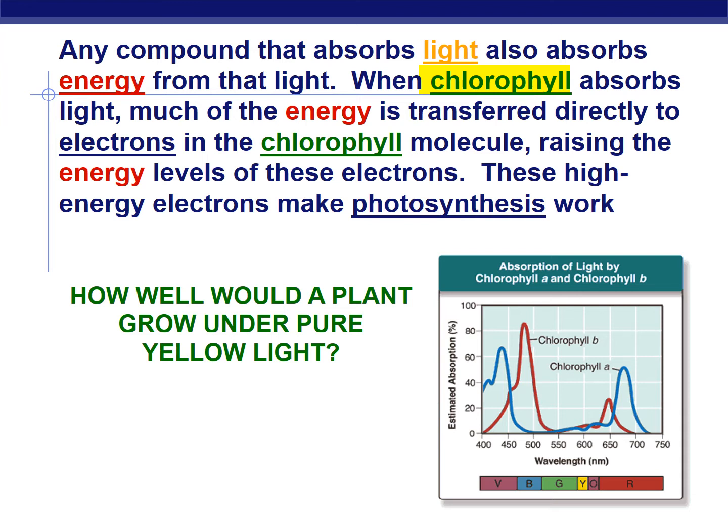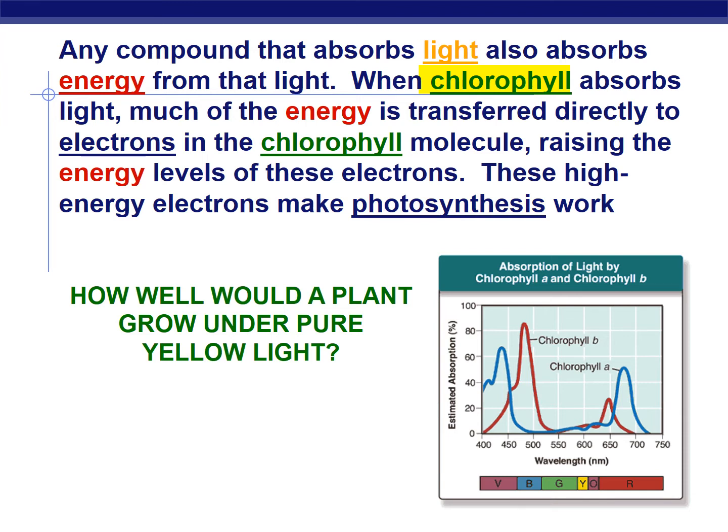So now let's take a look at this graph. And the question here is asking, how well would a plant grow under pure yellow light? Well, let's look at the graph and see what it's showing us. The title, Absorption of Light by Chlorophyll A and Chlorophyll B. So I did tell you before that there are different types of chlorophyll, and sometimes they absorb different wavelengths of light. Along the y-axis, it says estimated absorption in percent, so from 0% to 100% absorption. And then the x-axis is the wavelength. And then below that is showing you the colors. We've got violet, blue, green, yellow, orange, and red.